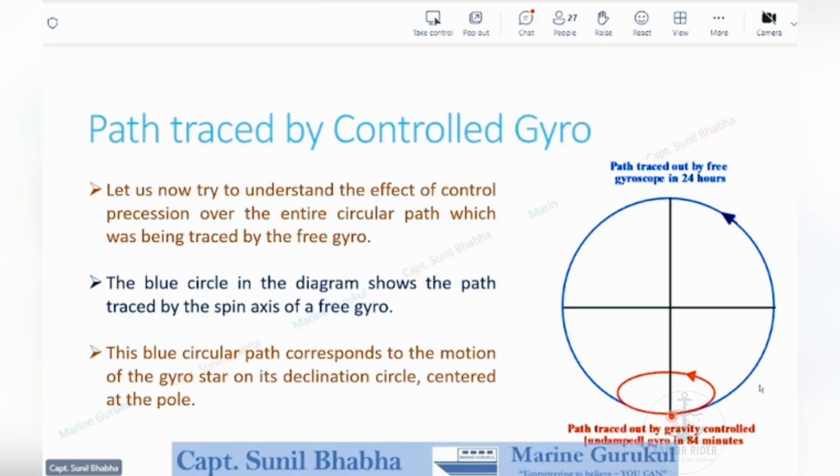Now the path of the controlled gyro converts to an elliptical path. This red color ellipse which you see at the bottom of the diagram is the path now traced out by the controlled gyro. Another important thing, you can see that the path has become very much smaller and shorter than before. This path is now traced out by a gravity controlled gyro. This is called a gravity controlled gyro in 84 minutes. The blue circle was being traced in 24 hours, whereas the red elliptical path is being traced out in 84 minutes.